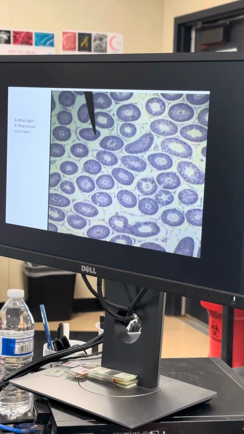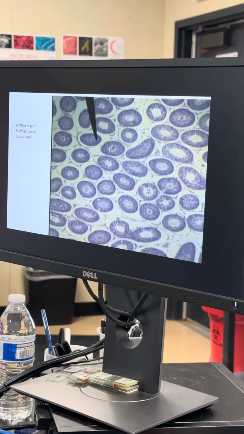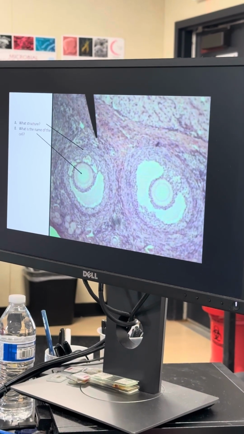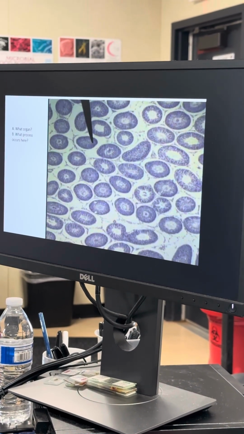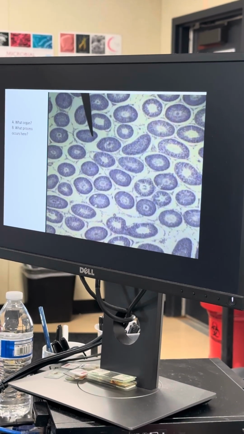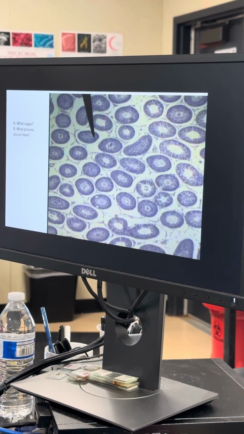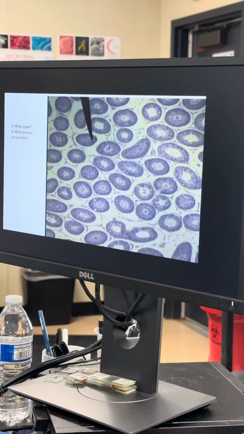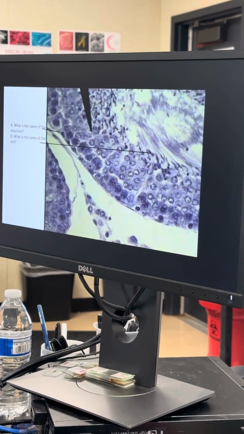Okay, testes. What organ? Testes. What process occurs here? You don't see it, but meiosis. You don't see the stages, but it does occur here. So, what is the name of the structure? Seminiferous tubule. What organ? Testes. What process occurs here? Meiosis.